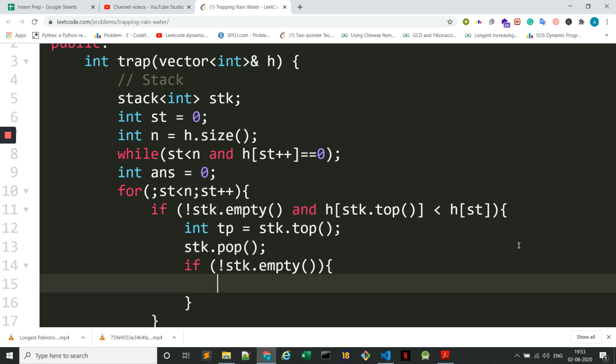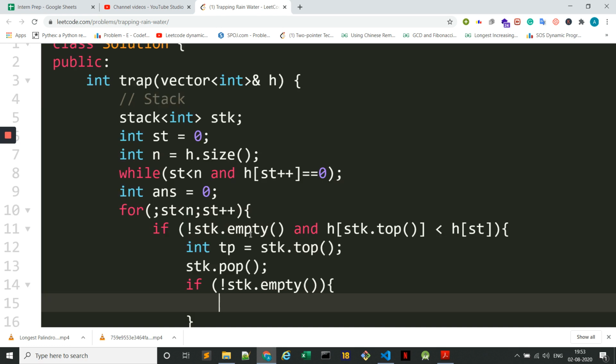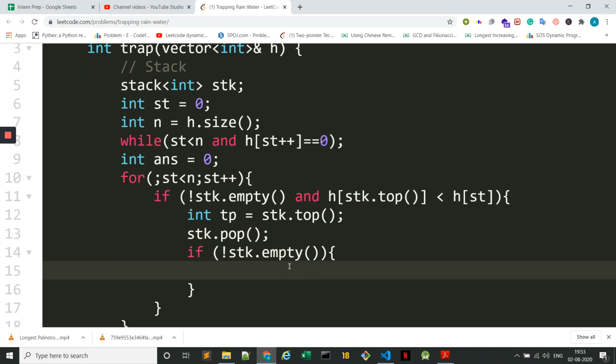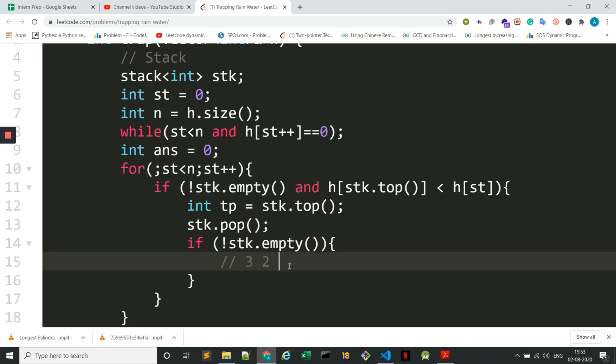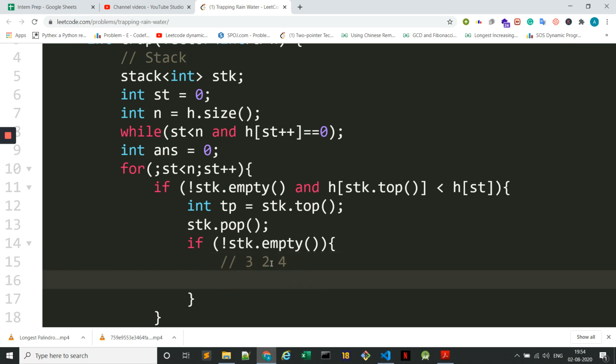So if we have the lower bound, then how will we compute the answer? For example, if we have, let's say 3 2 and 4, we know that for 2 we have the lower bound and we have the upper bound as well, right? So how much more water can it store? It can store the minimum of 3 comma 4 minus 2 as the bound, as the amount of water.